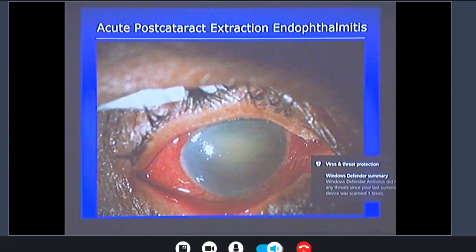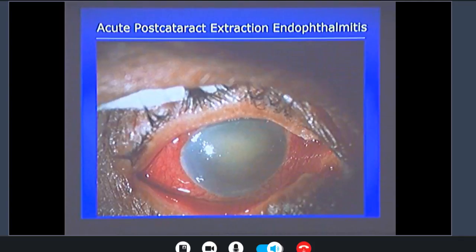This is an example of a patient who came to the emergency room with early infection and was sent home with steroids. And he came back with this picture. The anterior chamber was full of pus.